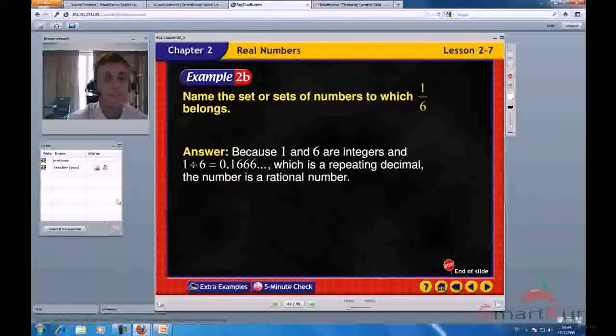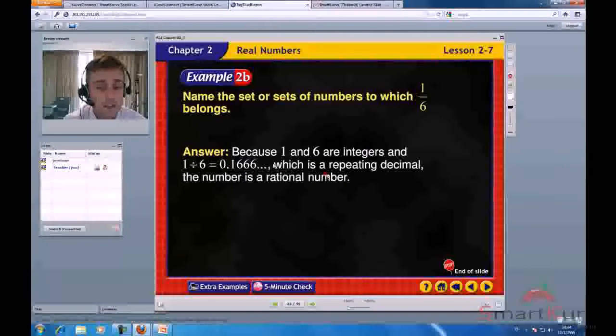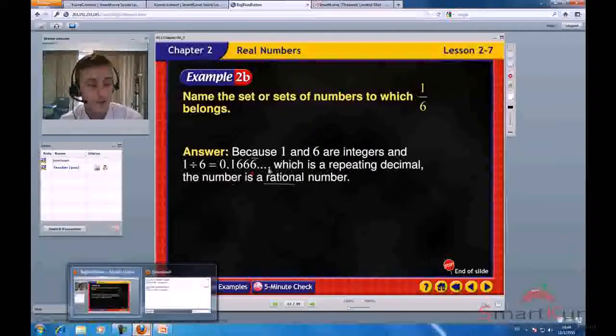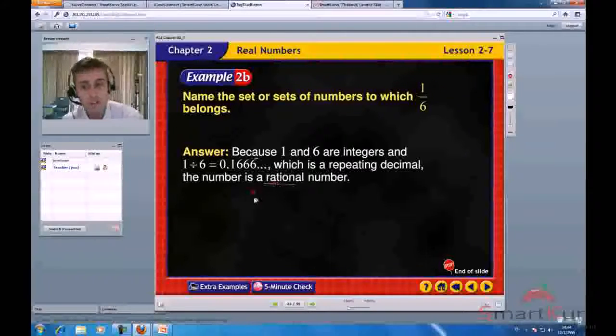Name the set or sets of numbers to which 1 over 6 belongs. Because 1 and 6 are integers, and 1 divided by 6 is 0.1666, which is a repeating decimal, you might see a line over that last 6, meaning that it continues on as a 6. The number is a rational number. Repeating or terminating decimals are rational numbers. So we know this is a rational number.